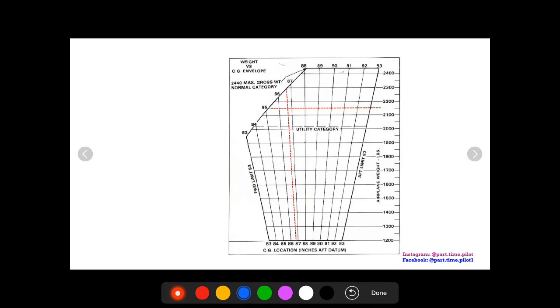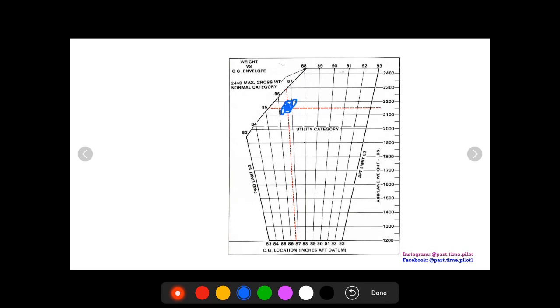It's a beautiful day today. Today I'm going to do a video on an example of what happens if your CG is out. You calculate your CG and it's out of the CG envelope. In my last video, we calculated a CG in an example that was right here. It's within bounds, we're safe to fly.